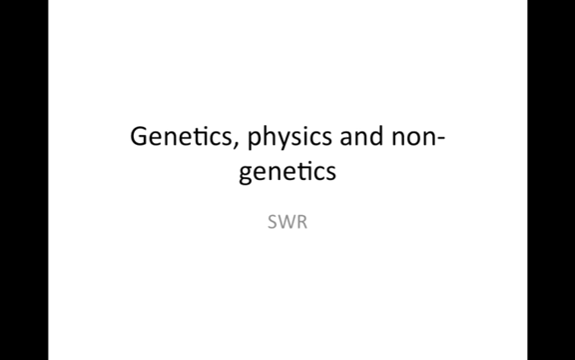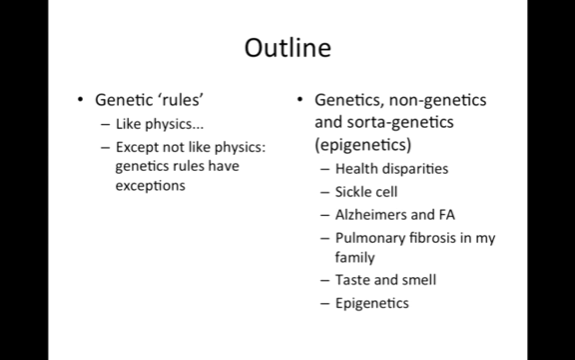Hi, everyone. I wanted to talk today about a couple of things about learning genetics that can be a little bit confusing. I want to talk about the role of rules in genetics, and I also want to talk about the difference between phenomena that are genetics phenomena and phenomena that are non-genetics phenomena, and how that line can get a little bit blurry sometimes. All right, so let's start out by talking about genetic rules.